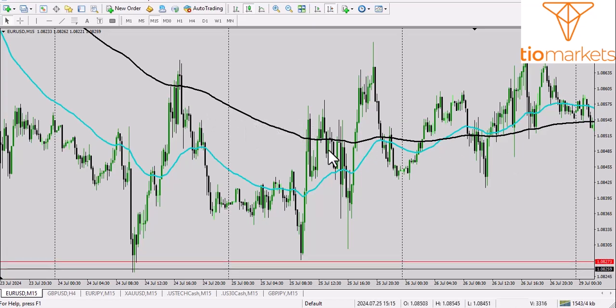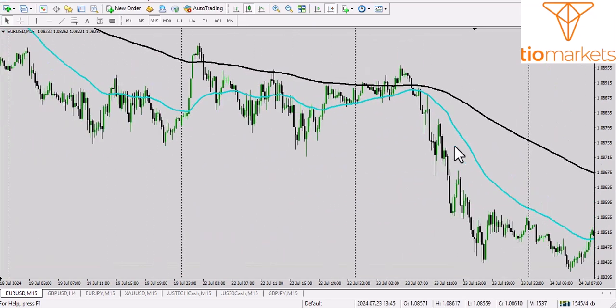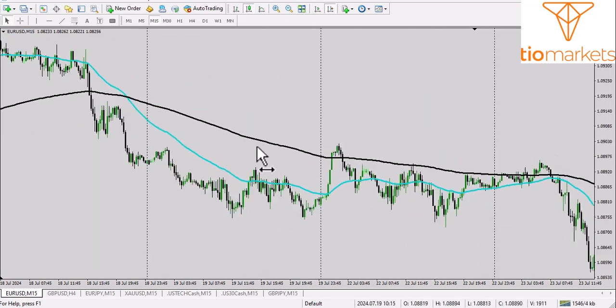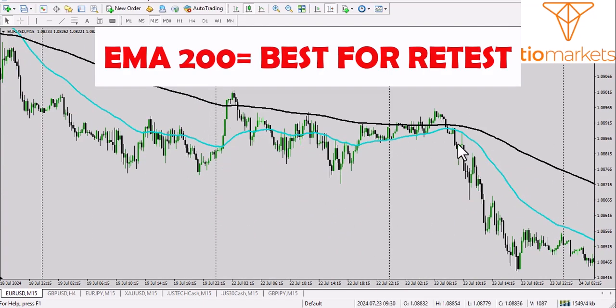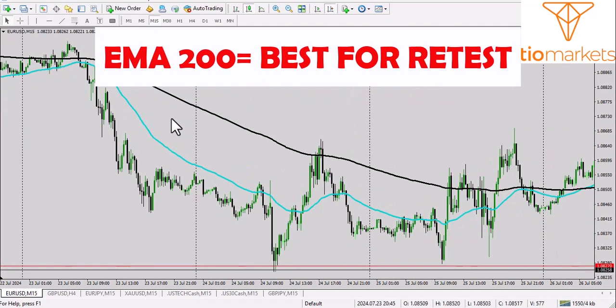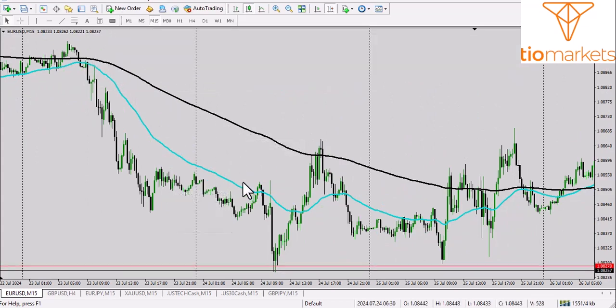So the best moving average when it comes to retest is the EMA 200, which is in black on this chart, right? So how do you go about it? You wait for price to move below the moving average, then retrace back to the moving average and hook it.